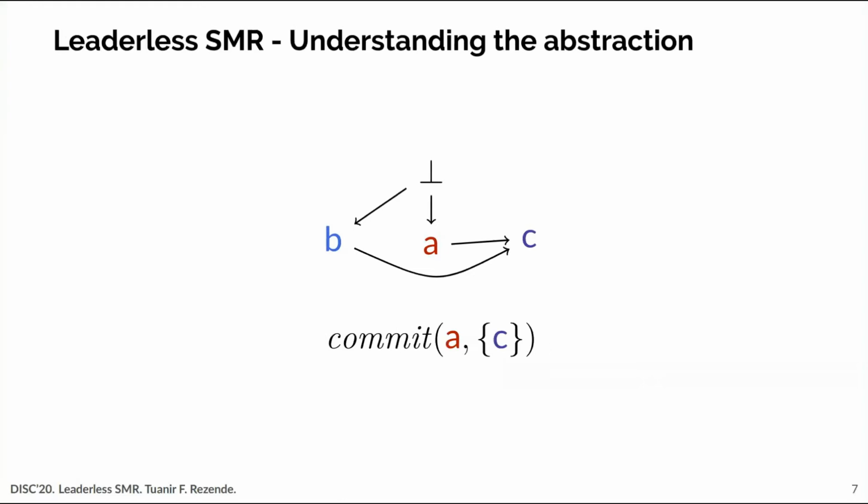Now we have the same for A. A is committed with its dependencies, the set containing only C. So there is no longer an arrow from bottom to A, and we have an arrow from C to A, yielding this dependency graph.